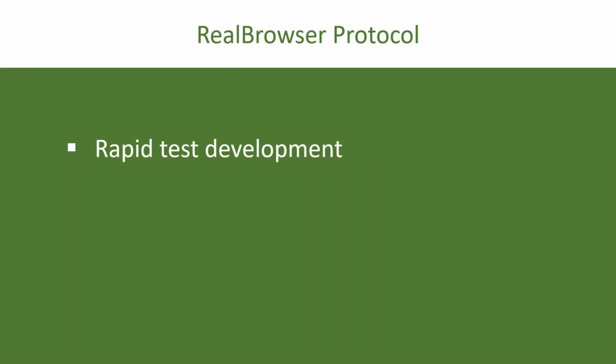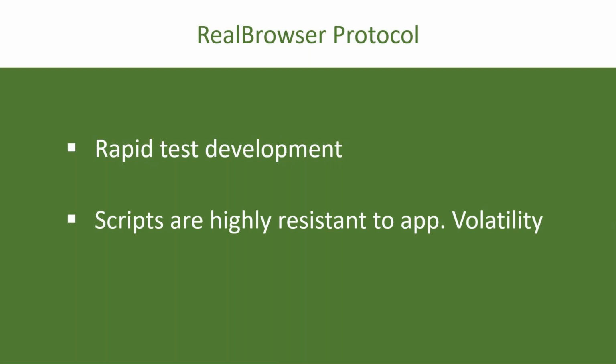With the real browser protocol, it helps in rapid test development, that is, an end to end performance test suite can be developed and executed in a few hours' time. That is a big positive about real browser. The scripts are highly resistant to application volatility. When I say application volatility, I'm referring to business logic volatility. If some business logic changes, what happens? The HTTP script starts failing.